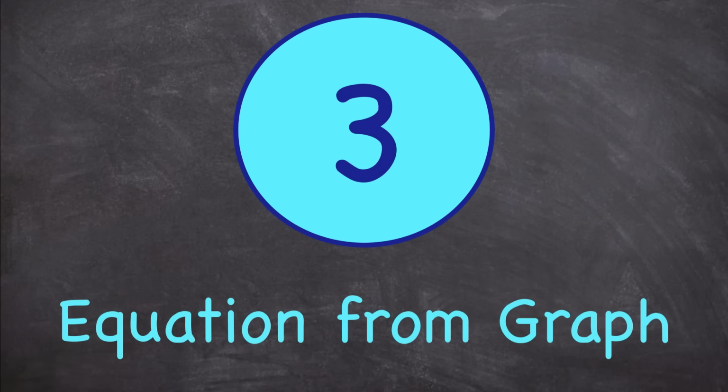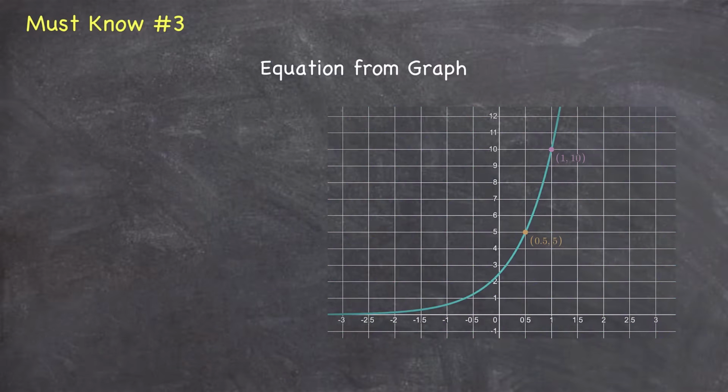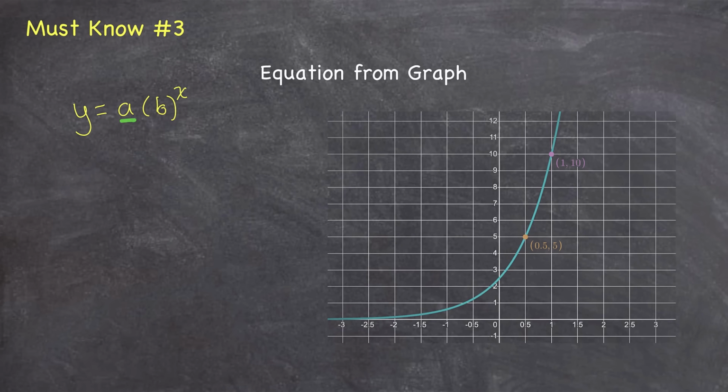Must know number 3: how to find the equation of an exponential relationship from its graph. I can tell from the shape of the graph this looks like an exponential function. I can define the relationship between the x and y values of every point that makes up this function using an exponential function of the format y equals a times b to the power of x. I now just have to solve for what values of a and b give us the graph of this exponential function. To solve for two variables, I need two equations.